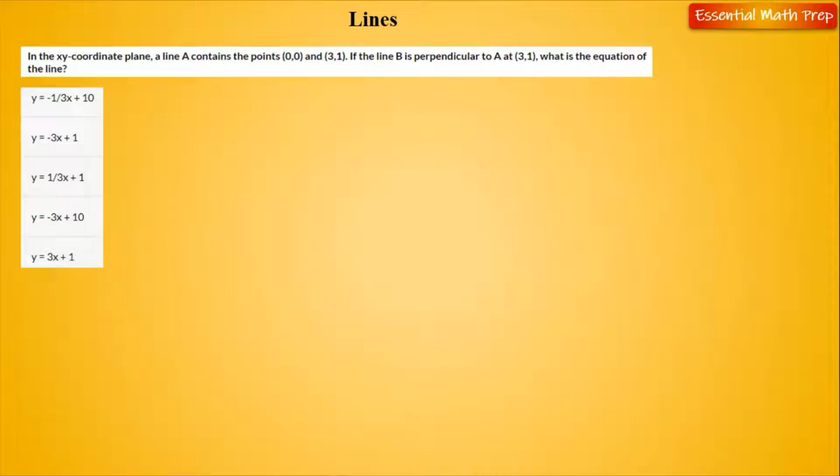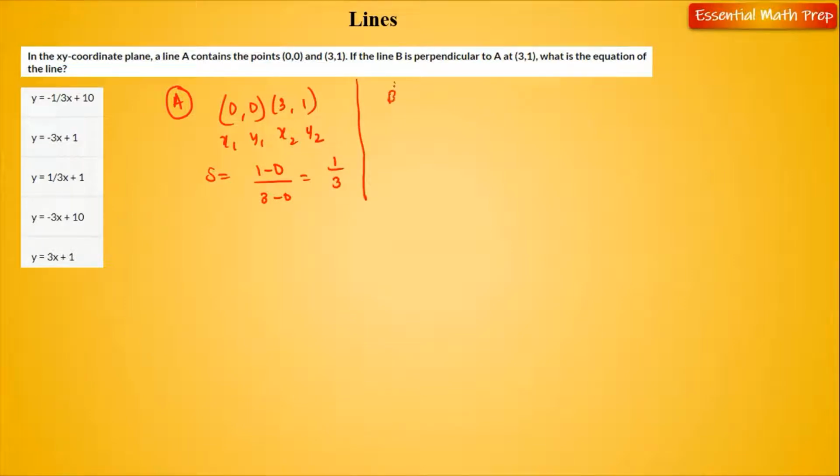Right, in the XY coordinate plane, line A contains the ordered pairs (0, 0) and (3, 1), and line B is perpendicular to line A at (3, 1). What is the equation of line B? First, we need to determine the slope of line A using the ordered pairs (0, 0) and (3, 1). We know this is x1, y1, and this is x2, y2. Hence, slope equals 1 minus 0 over 3 minus 0, which is 1 over 3.